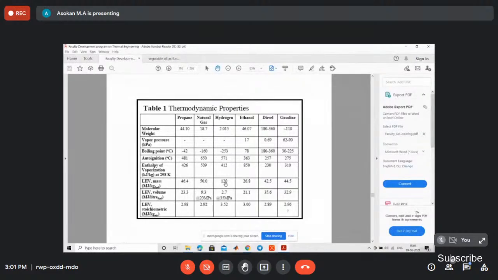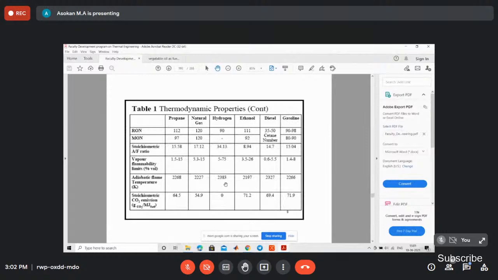And this is the stoichiometric air-fuel ratio for ethanol 8.9, to 13.7 for diesel, gasoline, and natural gas. So we can use natural gas in an SI engine, right?